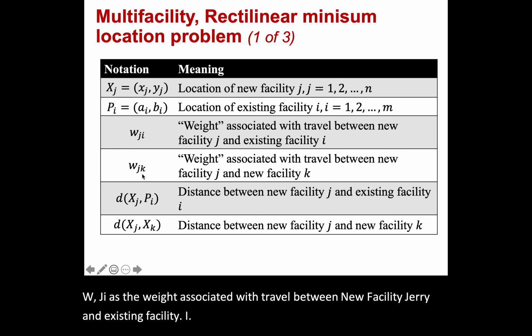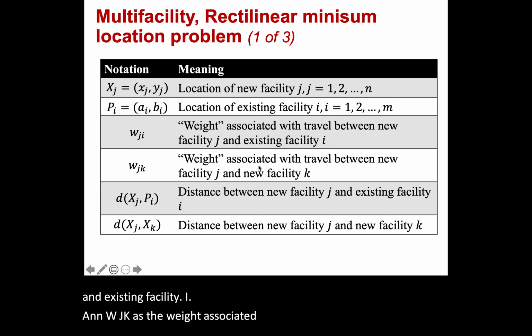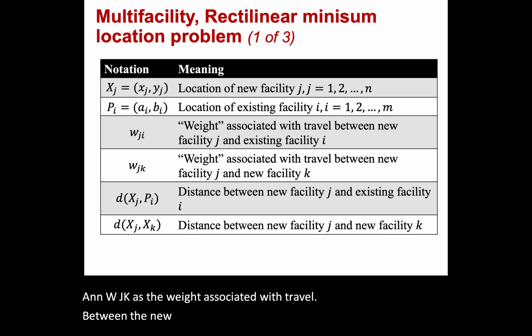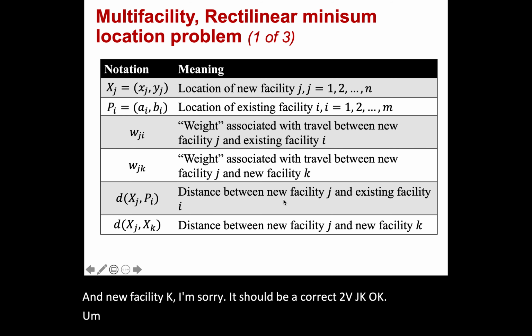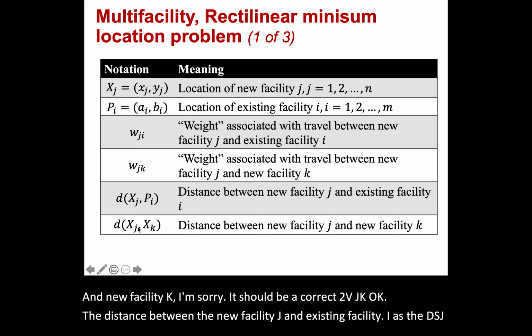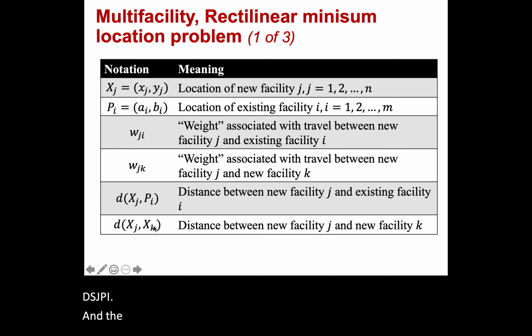And Vjk is the weight associated with travel between the new facility j and new facility k. I'm sorry, it should be corrected to Vjk, okay? The distance between the new facility j and existing facility i is d(Xj, Pi), and d(Xj, Xk) is the distance between the new facility j and new facility k.